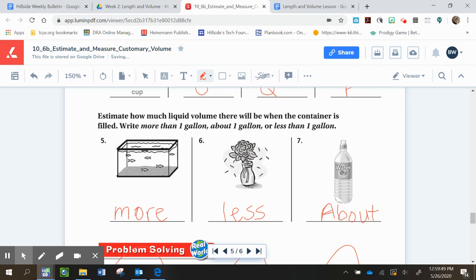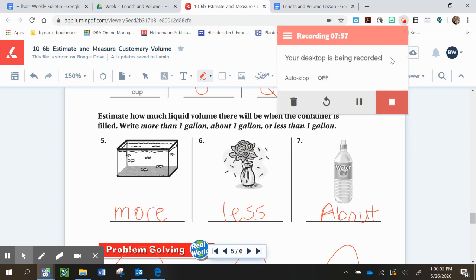Okay, so if you haven't watched the metric unit video above this lesson, I want you to make sure that you do that so you see the difference between the two units, and you can move on to your slides.